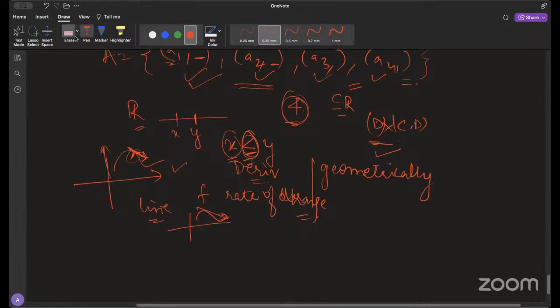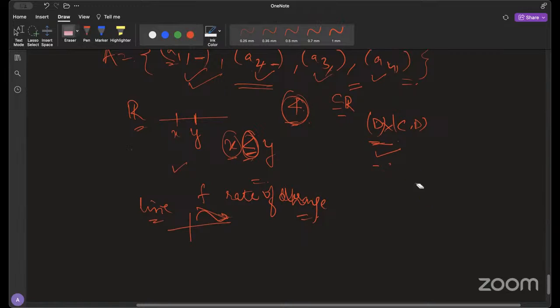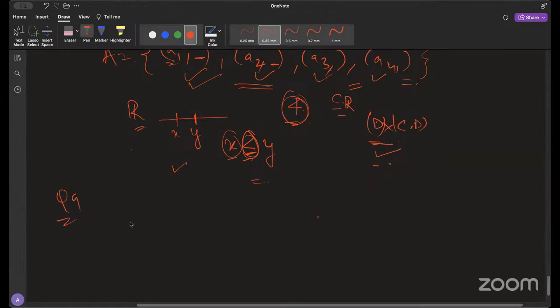Ma'am, question number 9 of the same. There's a function from A to B where A and B are finite subsets of R. Which of the following options are correct? The cardinality of this, the graph of F, is the same as the cardinality of A cross B.